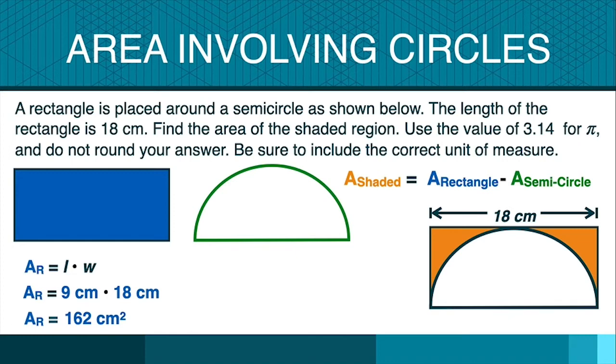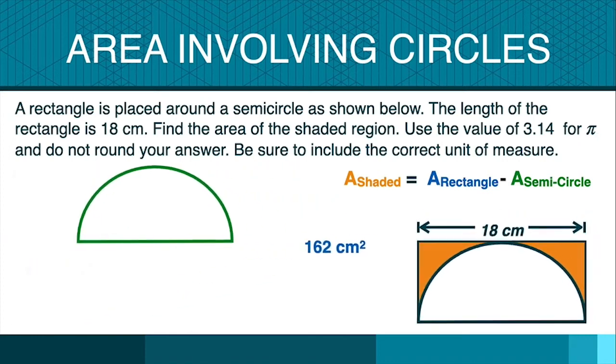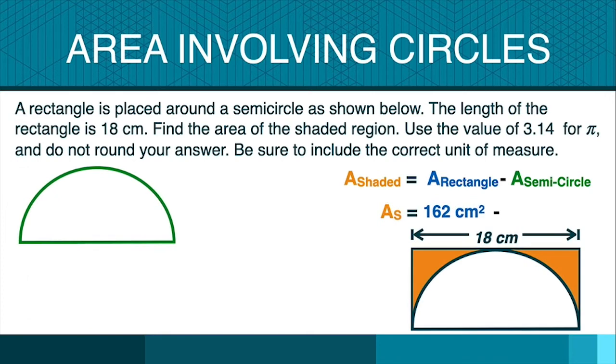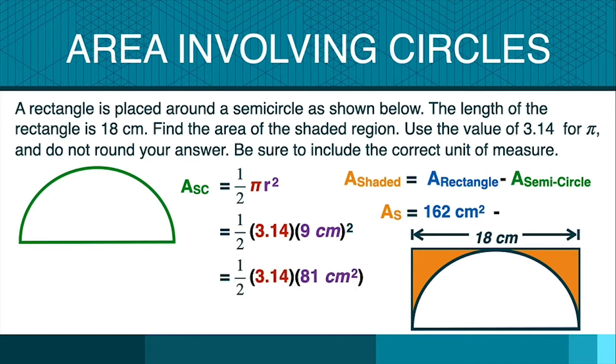Next, find the area of the semicircle by dividing the area of the circle by 2. Since the radius is half the diameter, substitute 9 for the radius and 3.14 for pi to get 3.14 times 9 squared divided by 2. Follow the order of operations to calculate an area of 127 and 17/100 square centimeters for the semicircle.